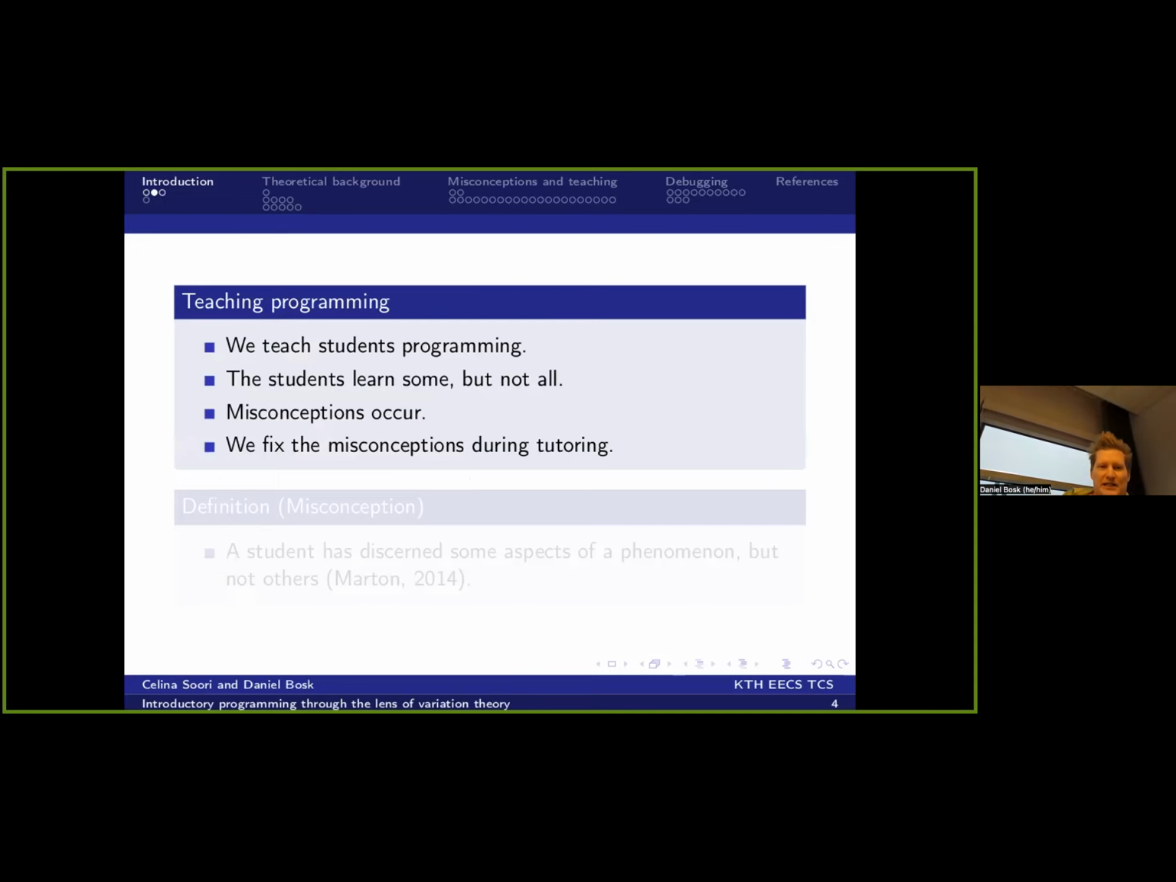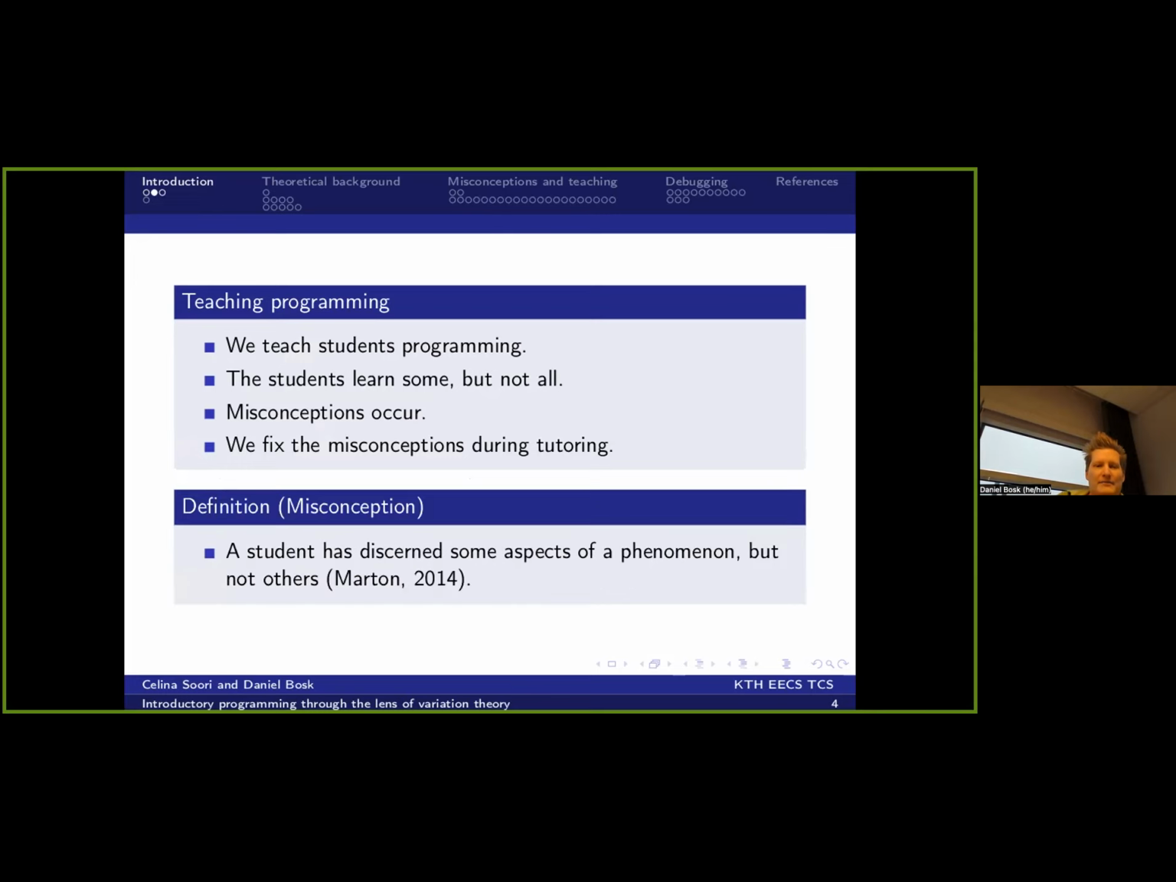So let's start with a quick intro to what we want to do. We teach lots of students programming. In our case, we use Python. And the students, they learn some, but usually not all. So misconceptions occur, and then usually we try to fix these misconceptions during tutoring when we discover them. And from a variation theoretic perspective, when a misconception happens, that means that a student has discerned only some aspects of what is intended, but not all. So that's the key thing here.